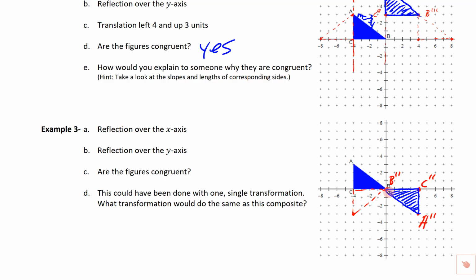Okay? Now, if you look at these, they are definitely congruent. We could make the same arguments that we did on the previous example. But what I'd like you to look at on this one is, could we have done this with one single transformation? Gosh, I mean, take a look at this. We could have taken this and made it exactly like this transformation. We could have swung this over here, that one stays in the same place. Well, if you think about it, this is a 180-degree rotation about the origin.